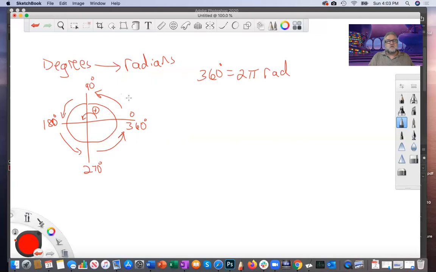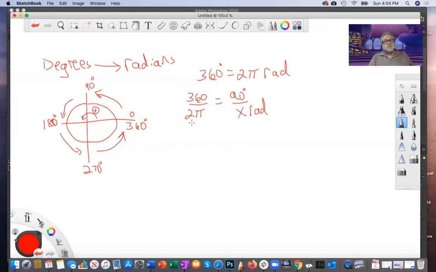Okay? So this is 0, 90 degrees. Let's see, how many radians is 90? Let's see if I can figure this out. So I use a ratio. If I want to convert 90 degrees to radians, I just use a ratio. 360 over 2 pi, these are the same thing, equals 90 degrees over x radians.